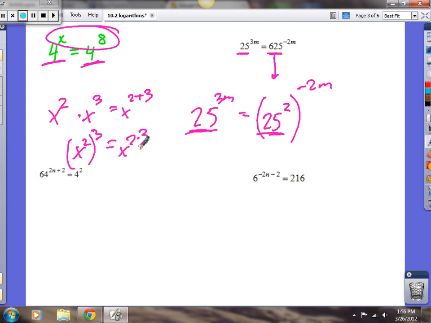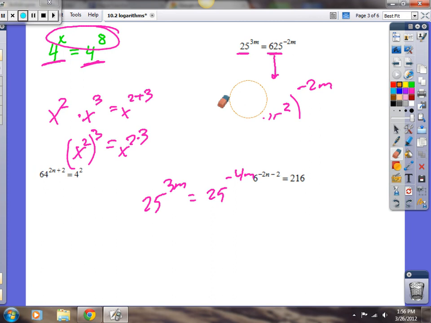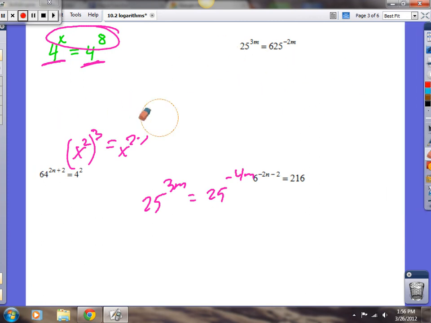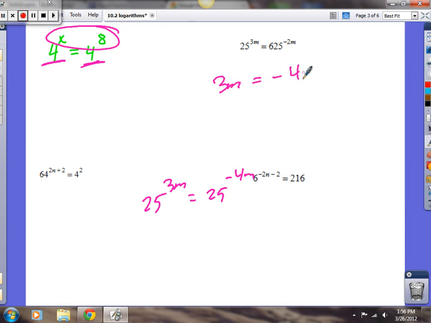So let's times these two guys together. So you got 25 to the 3m equals 25 to the negative 4m. Now, all you do is this. If your bases are the same, then you just set your exponents equal to each other. 3m equals negative 4m. Now what? They're equal. So now it's just an equation. This now becomes a 6th grade problem. Solve it. How do you solve that equation?